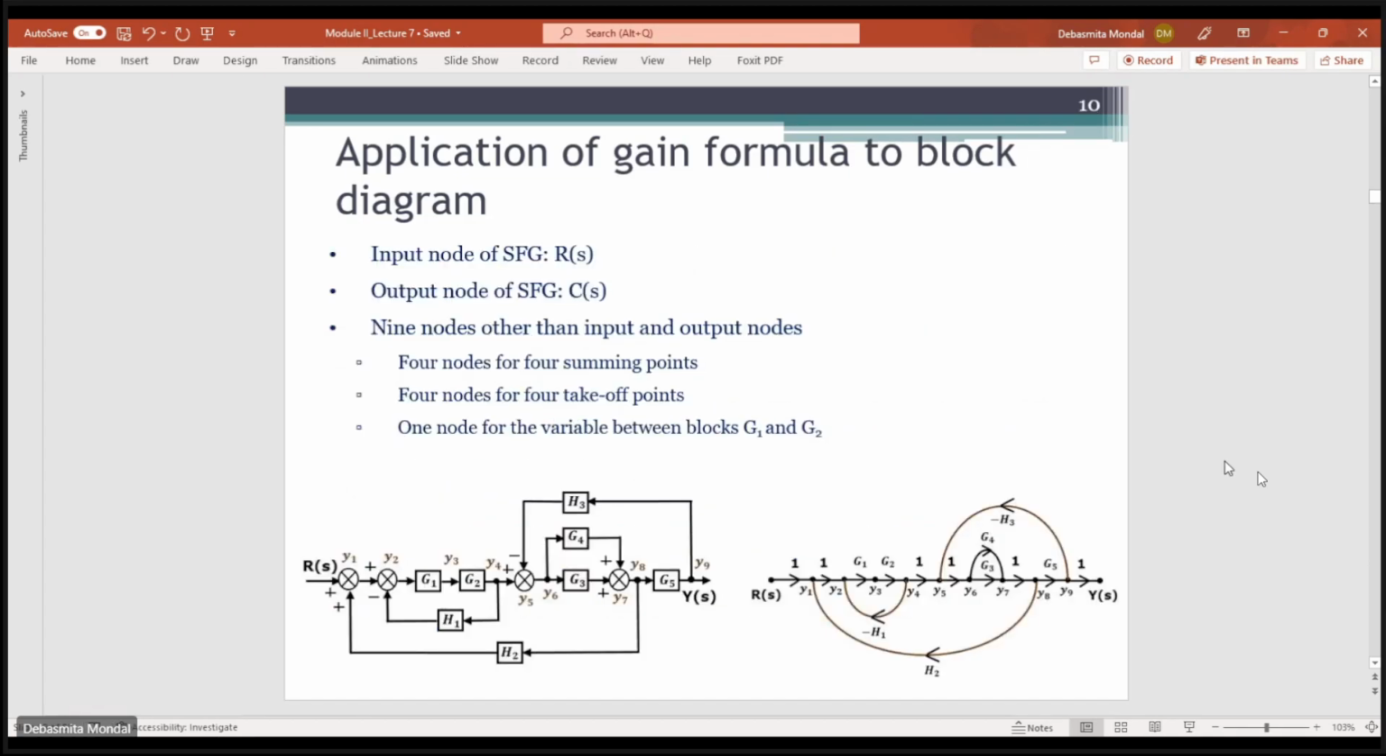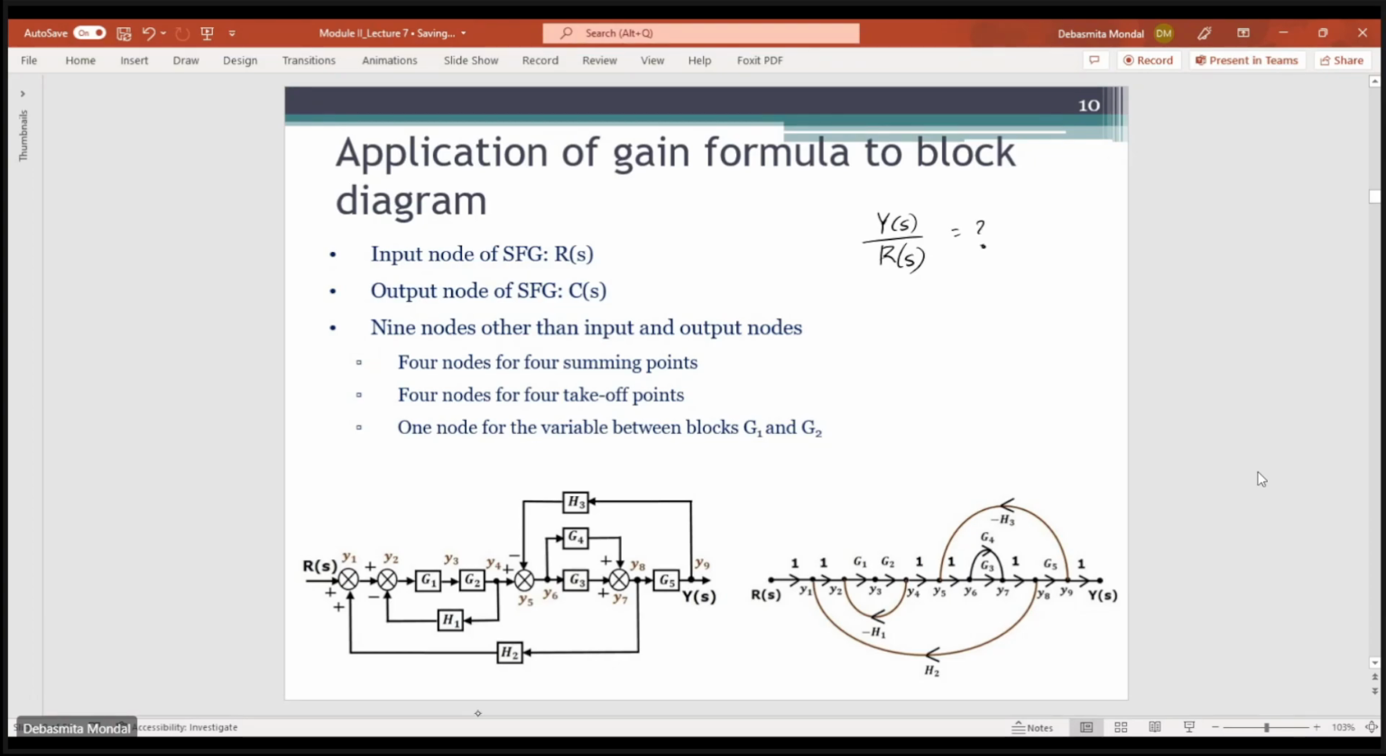So now let's say this type of block diagram is given to you. First of all, the first thing is that you identify what is the input node and what is the output node. The input node here is Rs and the output node here is Ys. So what we want is to find the value of Ys by Rs. Okay, so this is our end goal, you can say.